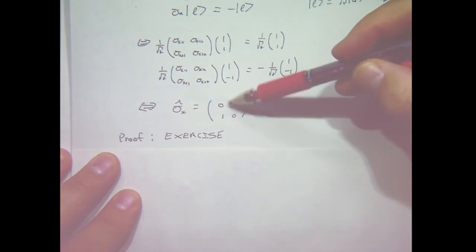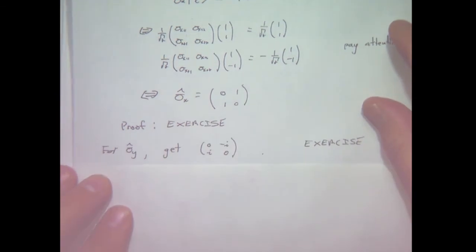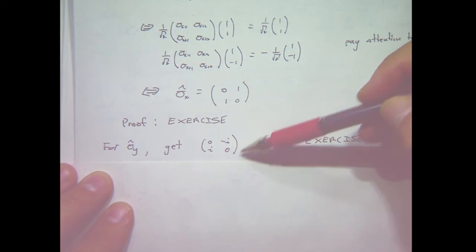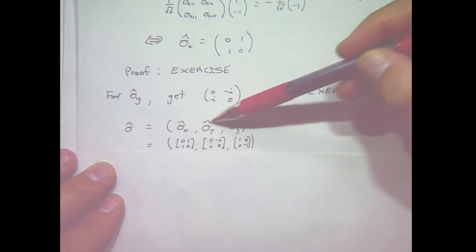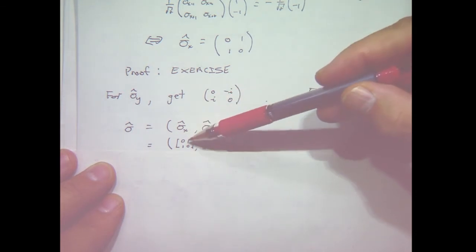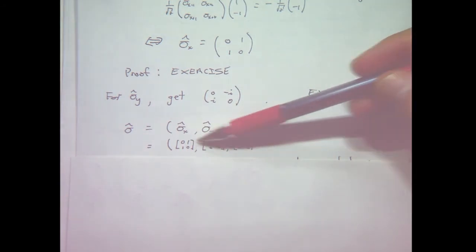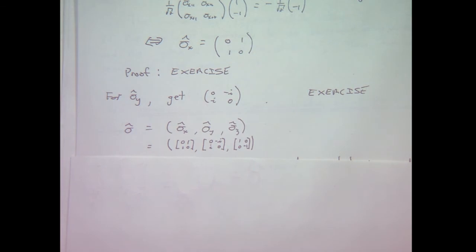Anyway, exercise, I think it's in the assignment on that. The sigma x operator is 0, 1, 1, 0. And for sigma y, what you get is 0, minus i, i, 0. And so the spin operator, which is a three-vector operator, meaning a vector with three components, is that. By the way, does anyone know the name of these matrices? Have you heard of that before? Pauli spin matrices. The Pauli spin matrices. All right.